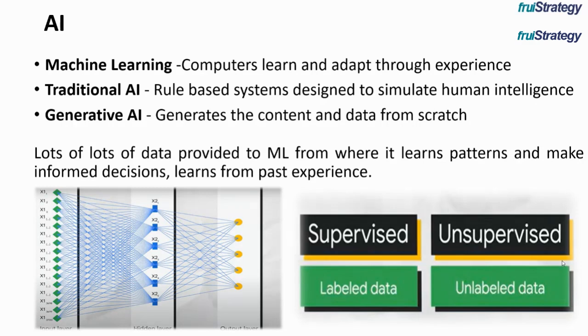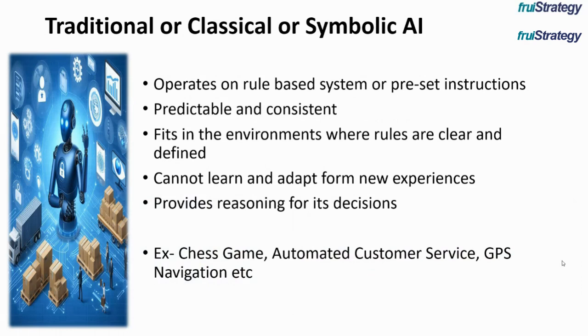But coming across to generative AI, here are a few things that I gave where it can fit. The traditional AI, also called classical or symbolic AI, operates on rule-based systems or preset instructions, because we know what it needs to perform next, since there is pre-existing data that you are providing for this particular model to perform, and then it is predictable and consistent.